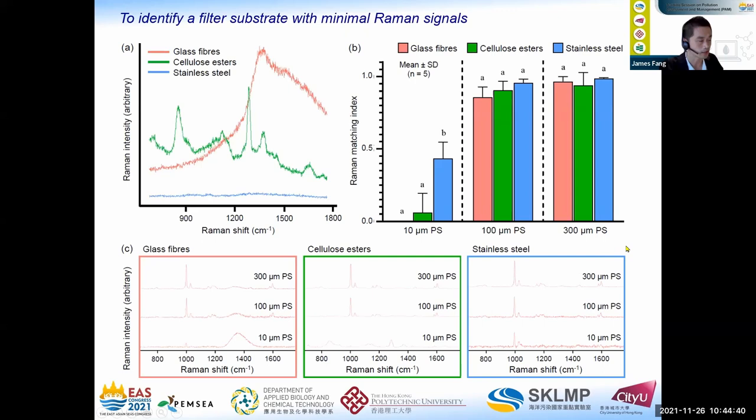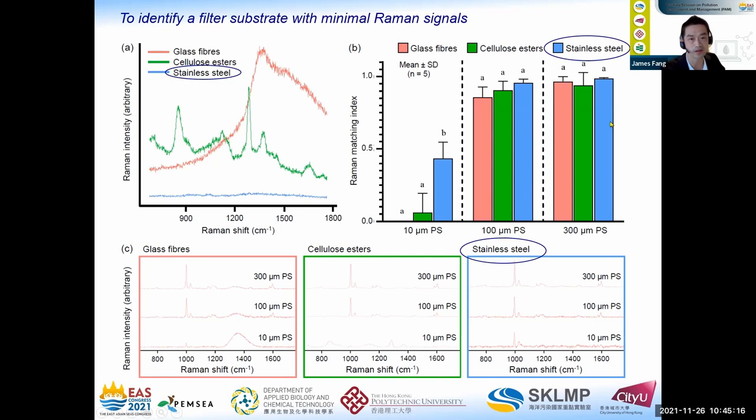However, with stainless steel, even though the matching index, the efficiency to identify the material, decreased to around 0.5, the peaks and the characteristics of this Raman spectrum can still be distinguished, can still be identified. Therefore, from this data, we conclude stainless steel membrane is among the most appropriate compared to the other two materials in Raman spectrometry to identify microplastic.